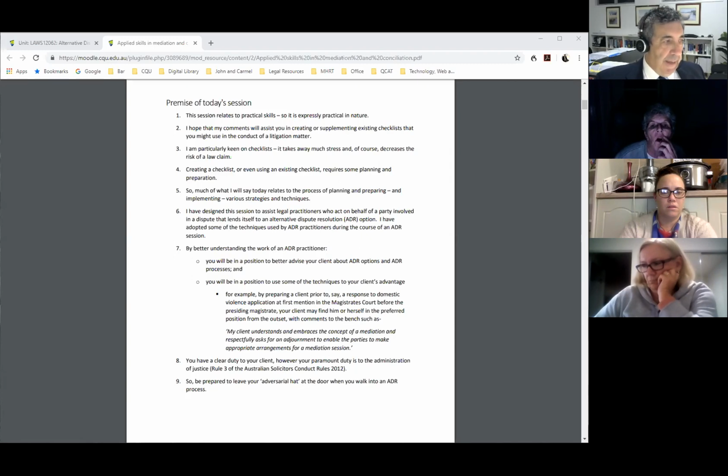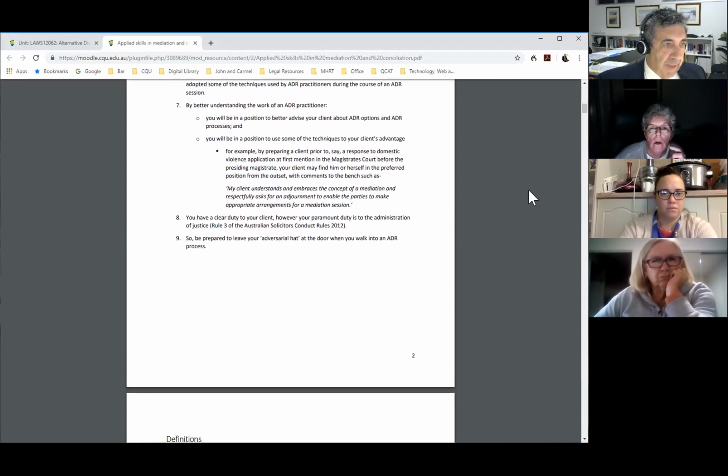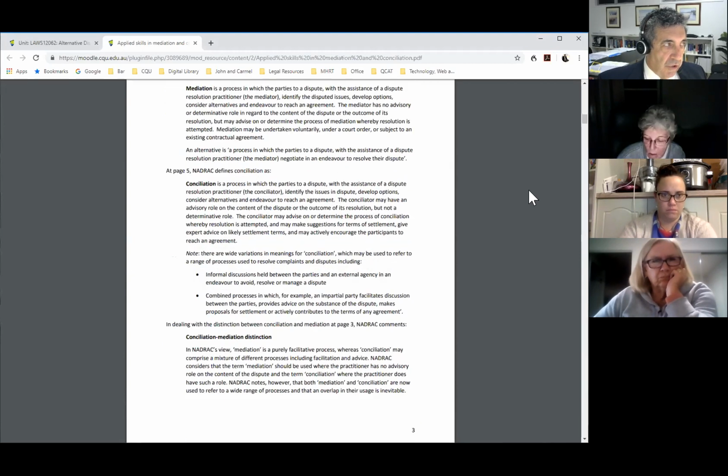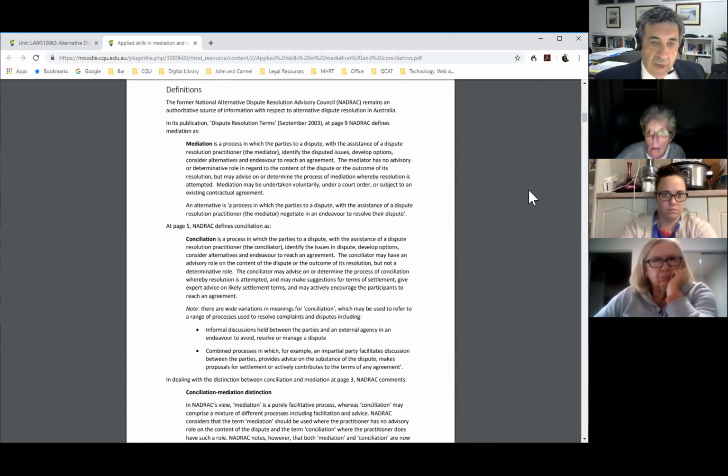Now, I've suggested here that we need to leave your adversarial hat at the door when you walk into an ADR process, because ADR is alternative dispute resolution, and we're really talking about ways of dealing with an issue other than traditional litigation.